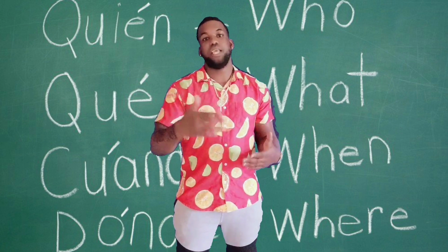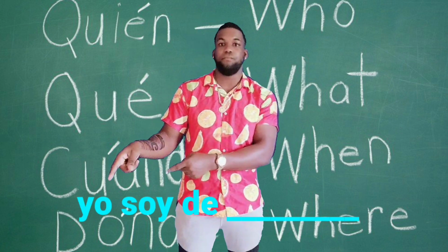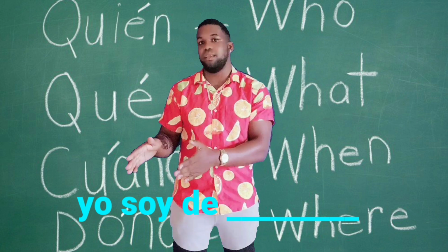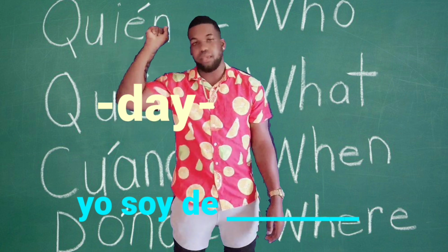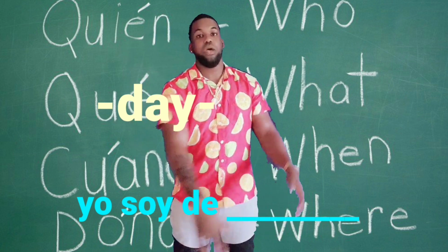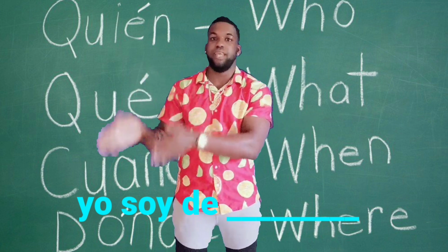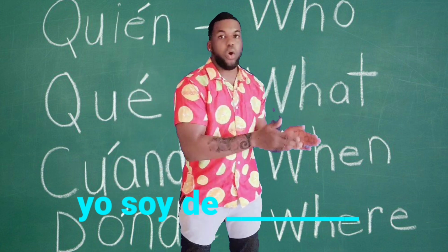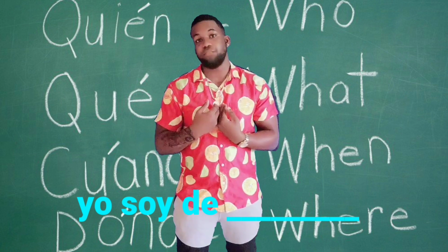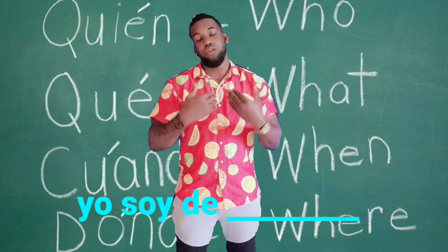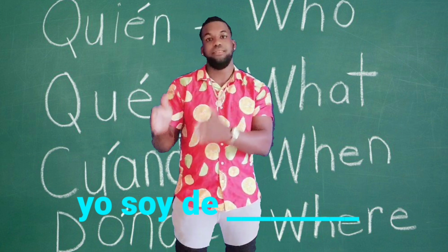Okay? To say I am from is yo soy de. Not di, but de. The de in Spanish is pronounced as D-A-Y in English. Okay? So to say I am from is yo soy de. Repeat it after me. Yo soy de. So I am from St. Kitts. So if someone asks me ¿De dónde eres? Or ¿De dónde es? I will respond and say yo soy de St. Kitts.